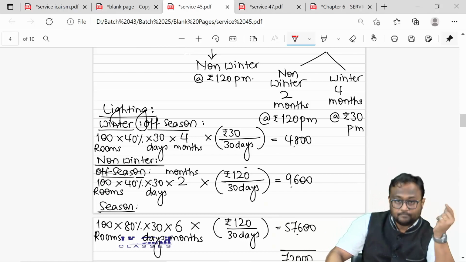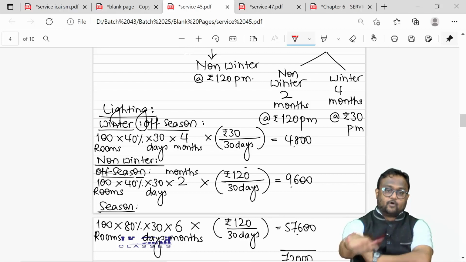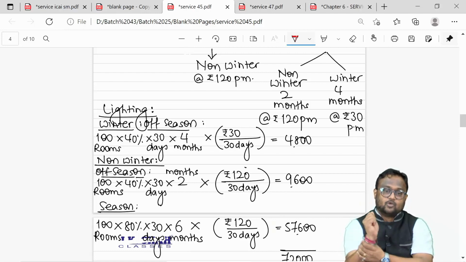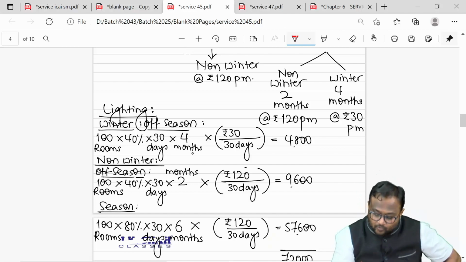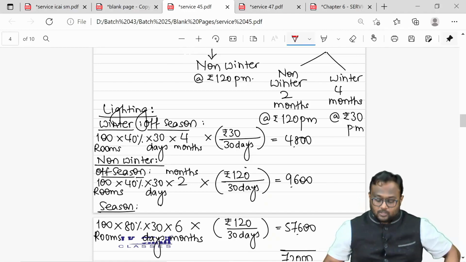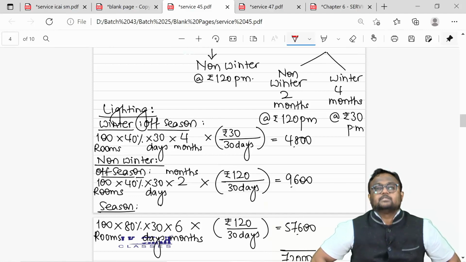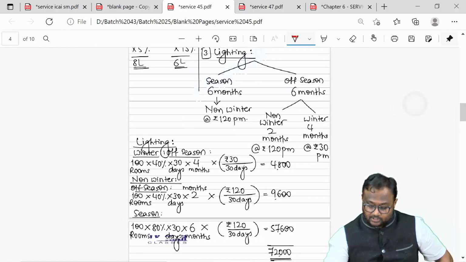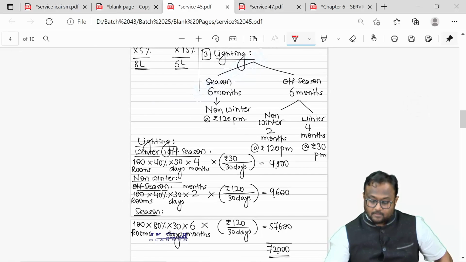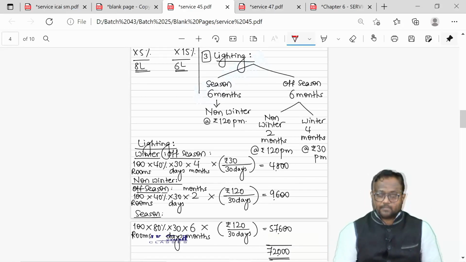Is that clear? So, off-season 40 rooms occupied per day, season 80 rooms are occupied per day. Off-season non-winter will be of 2 months, because 4 months is already shifted to winter. So, 120 per month, 30 days you use to calculate per day, and this is what you get. You can copy this note if you want. Lighting charges. This is the simplest way of calculating things or understanding things.